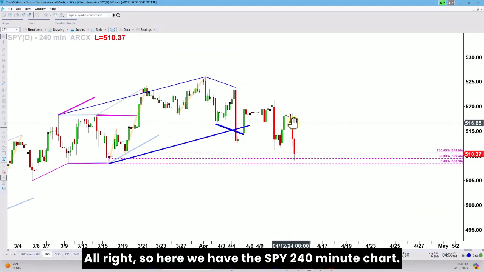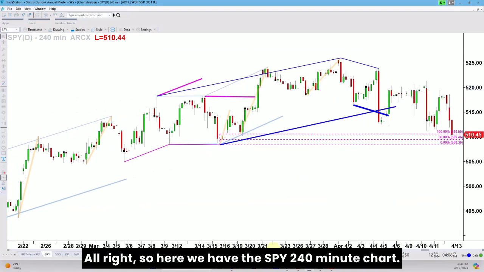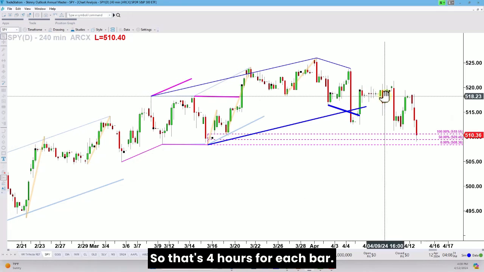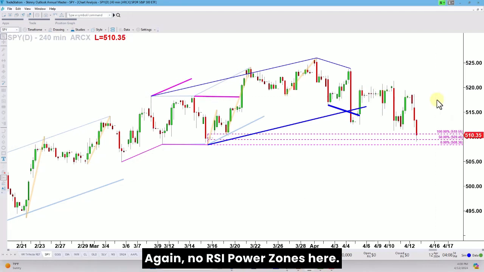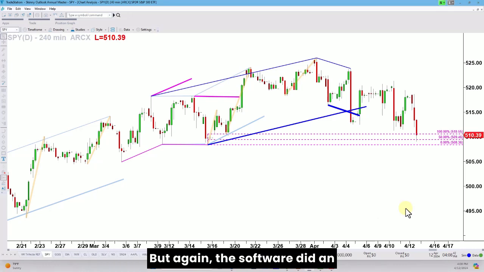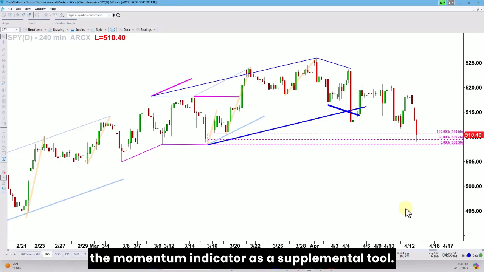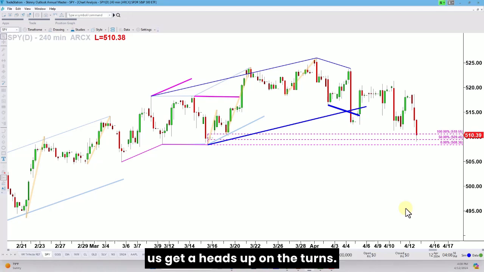All right. So here we have the SPY 240-minute chart. So that's 4 hours for each bar. Again, no RSI power zones here. As somebody who uses that indicator on every single chart, this looks almost naked to me. But again, the software didn't update and delete the indicator. So it's a reminder to make sure I'm really focused in on price action first and then use the momentum indicator as a supplemental tool. Okay, price action is king, but momentum can help us get a heads up on the turns.